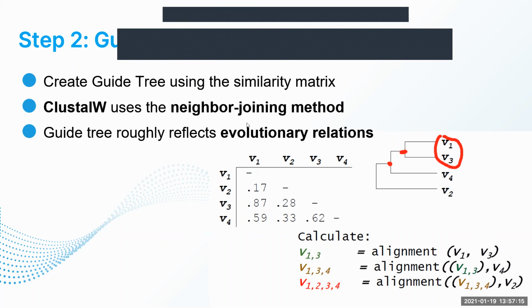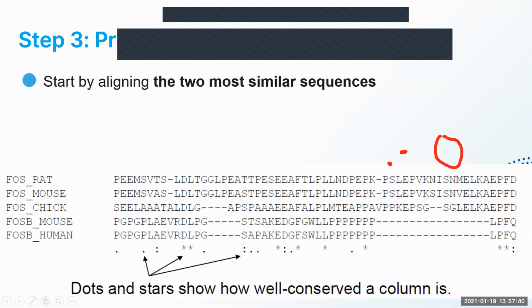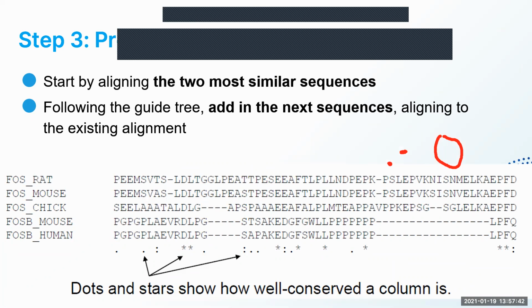Basically, you have to keep in mind how the flow works. You made the similarity matrix, and based on that you made the guide tree. Based on these values, you place those sequences at the correct place. Then the third step is progressive alignment.